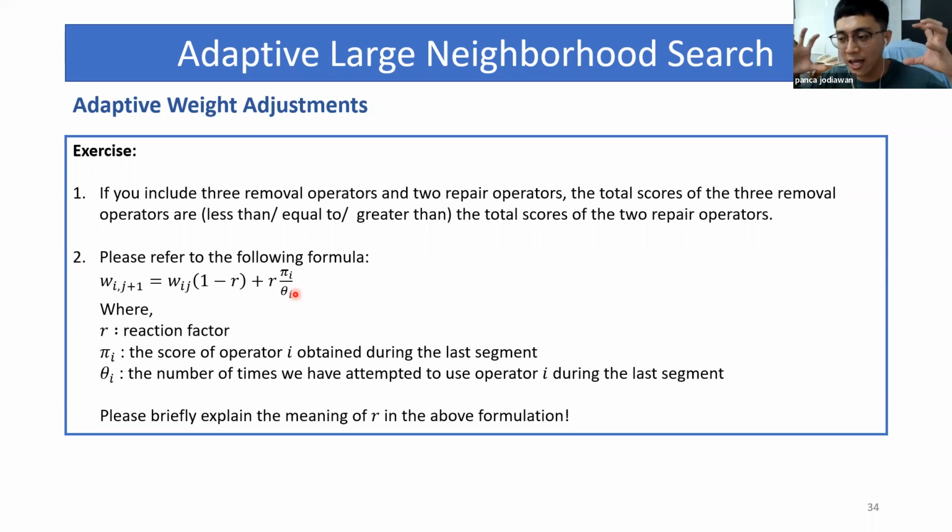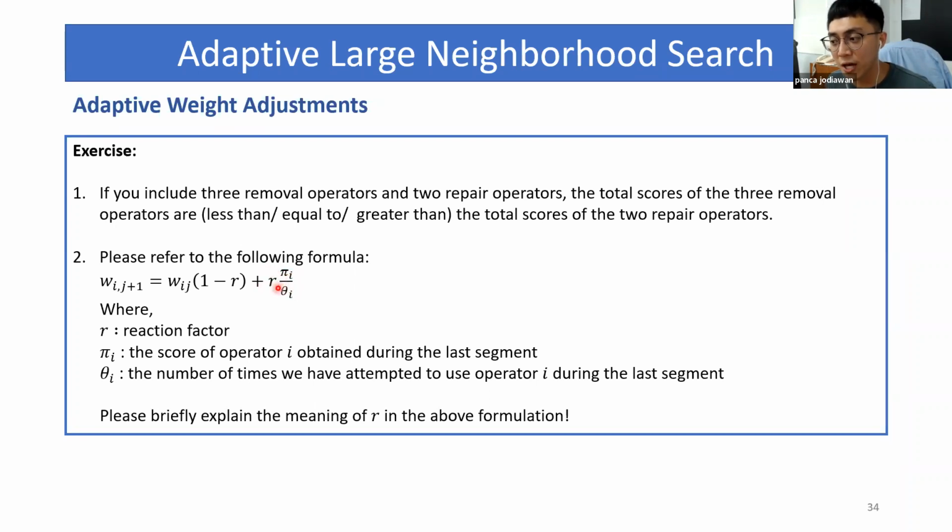After we collect the total scores and the total number of times, let's say within 100 iterations, the next 100 iterations is totally not connected with the previous 100 iterations. So we will start to calculate the score and the number of times from 0. That's how to calculate the pi I and theta I.